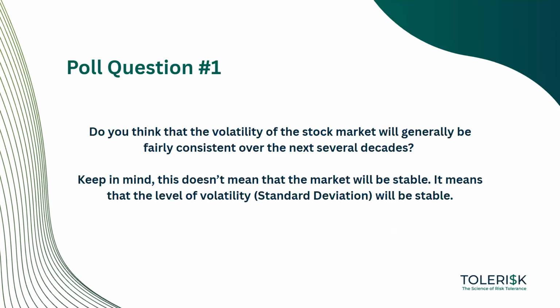So the question is, do you think that volatility of the stock market will generally be fairly consistent over several decades? And we actually look at it over 20 years. And just to be clear, we're not talking about the stock market being stable. We're talking about volatility. So the standard deviation, the variance of the stock market, will that be relatively stable over long enough periods like 20 years or so?